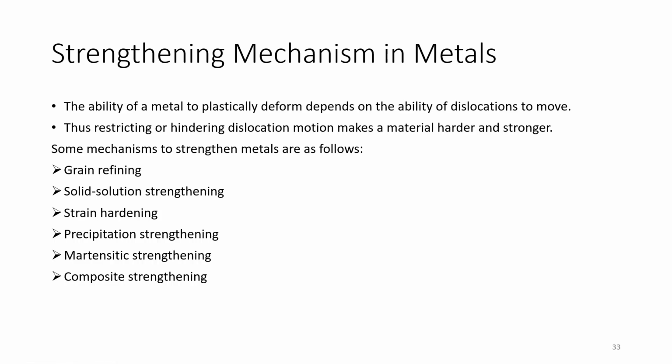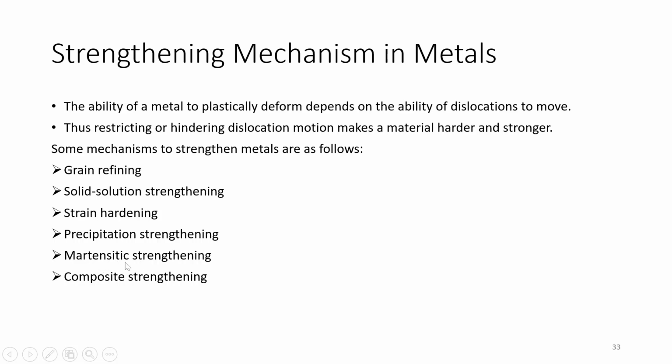So some of the mechanisms to strengthen metals are grain refining, solid solution strengthening, strain hardening, precipitation strengthening, martensitic strengthening and composite strengthening. So the last two strengthening mechanisms we won't talk about in detail, so I'll tell them briefly.